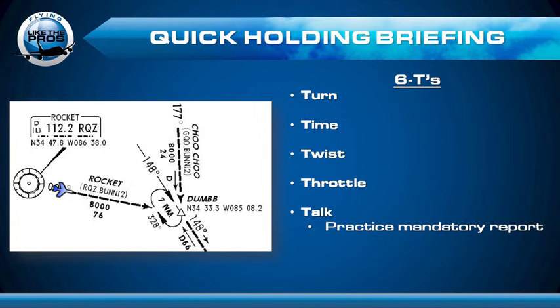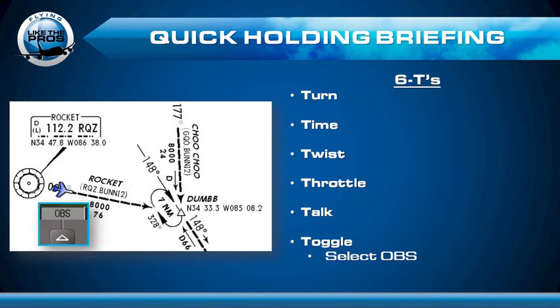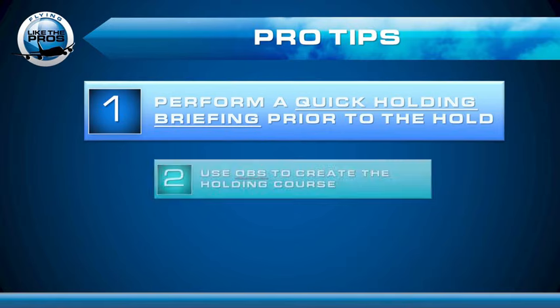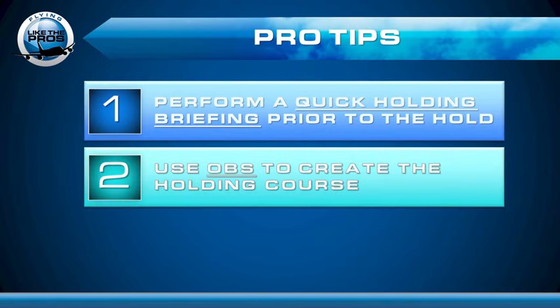And finally, toggle. Toggle refers to automation. In this case, if DUMBA is now my active waypoint, I'm going to go into OBS mode, and we'll talk about more of that in a second. Pro tip number 2, use OBS to create the holding course.